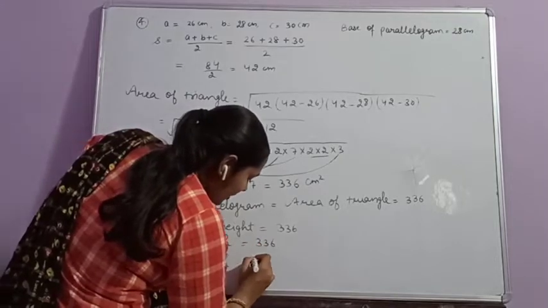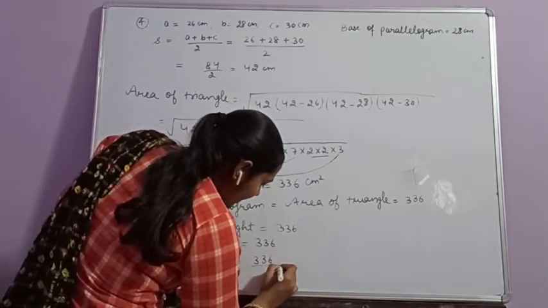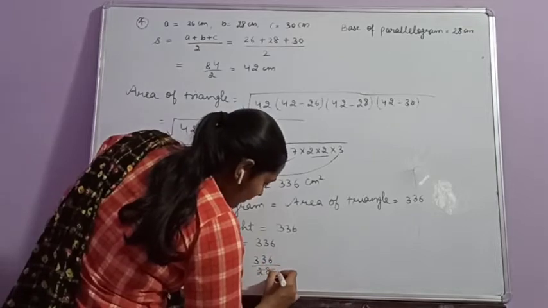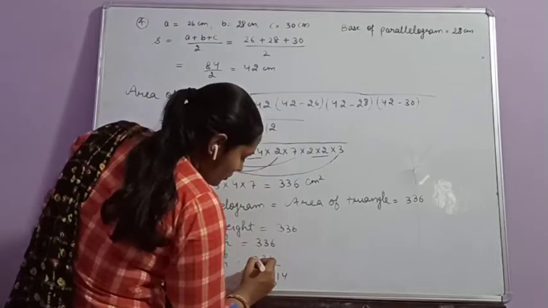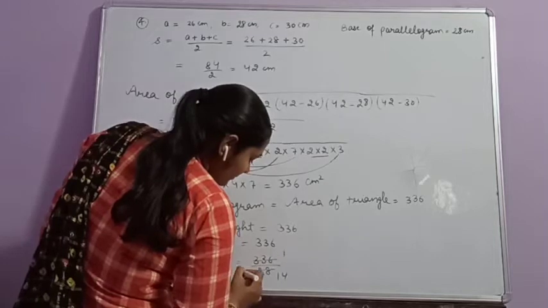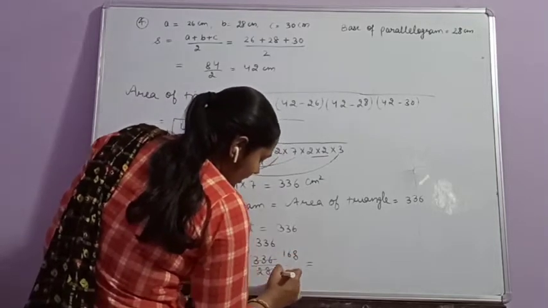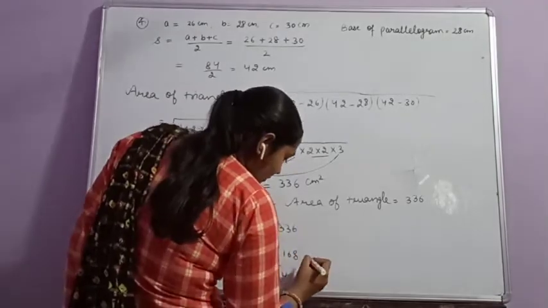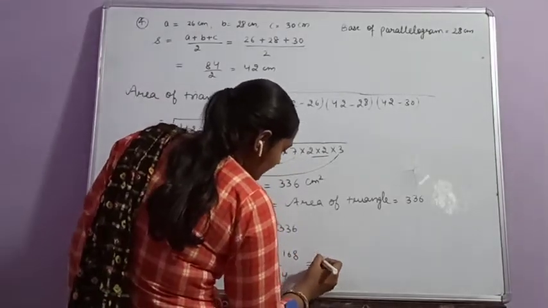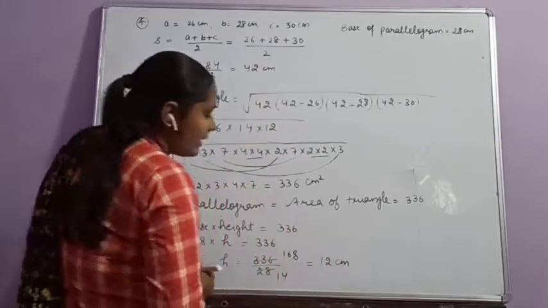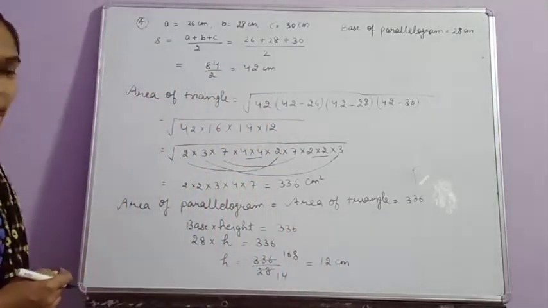H will be 336 divided by 28. 2 14s are 28. 168 divided by 14, that is equal to 12 centimeter. That means height of parallelogram is equal to 12 centimeter.